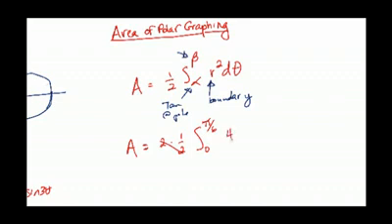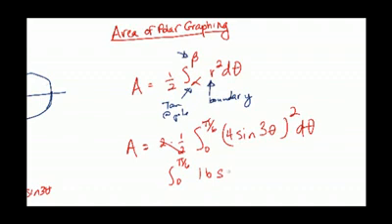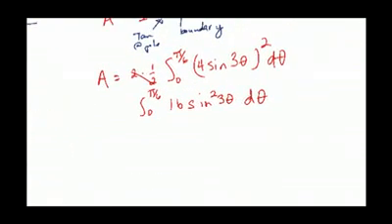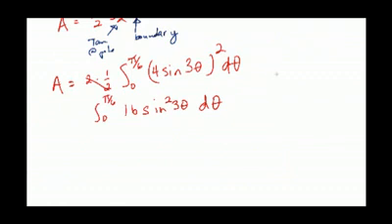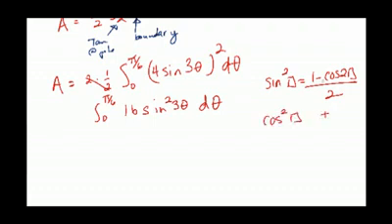So that graph is 4 sine 3 theta, and it was squared, d theta. Let's go ahead and knock out this integral. It would be 0 to pi over 6, 16 sine squared of 3 theta d theta. For something like this, you're going to have to use the power reduction. So if we have sine squared of whatever, that's equal to 1 minus cosine 2 whatever over 2. And if it was cosine squared, the only difference is it would be a plus sign between them.